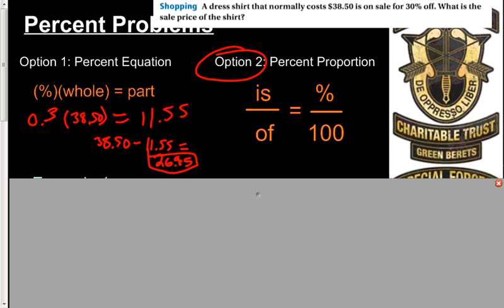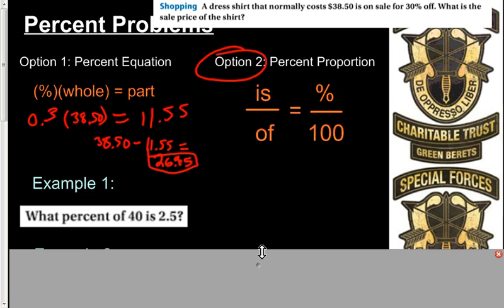I'm going to show you right here with example one. The percent proportion is is over of. What I mean by that is something is out of something. Normally, when it's of, that's the total, and is is a part. So it's kind of like part over whole equals percent over 100. If I look at the is, 2.5, that's the top.